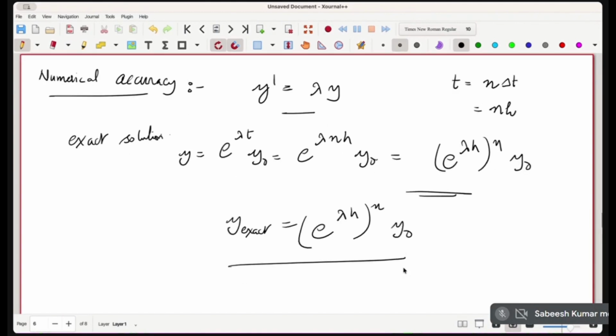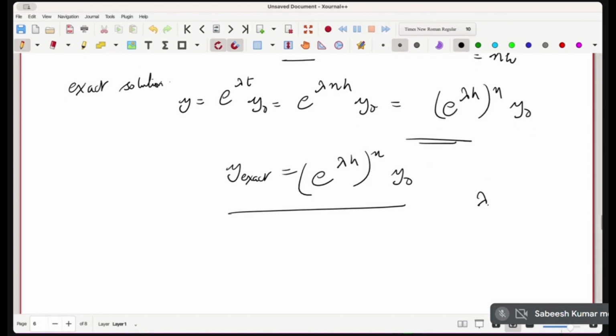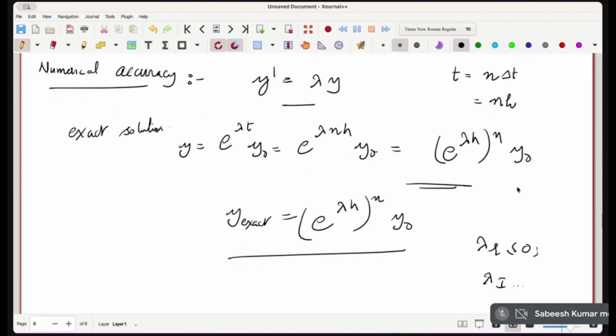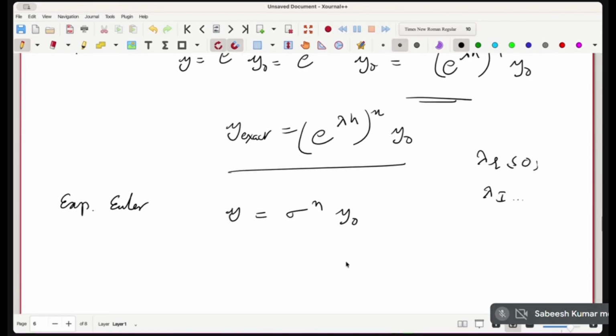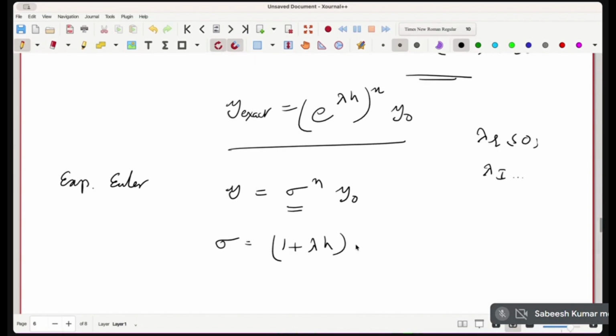Okay, we realize that again here lambda r is less than or equal to 0, and then there can be any value of lambda I, right? That's what we have. But when we look at the explicit Euler method, we have written y equal to sigma to the power n times y naught, right? Where our sigma in the explicit Euler method was 1 plus lambda h. Okay, I think you can recall, just now we have done it. So this is equal to 1 plus lambda h.